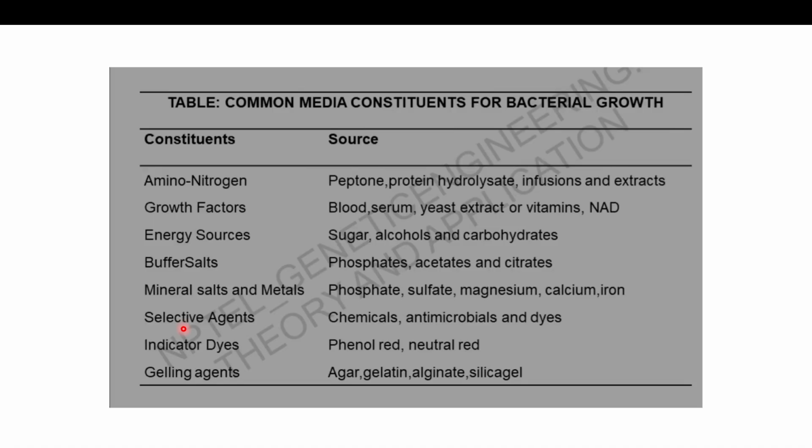We will eventually look in the subsequent lecture videos at how this happens; people do put in antibiotics. There are all these selective stresses to select out the bacteria of our interest. Then there are indicator dyes also, phenol red, neutral red. And there are gelling agents. We talked about agar. There are also silica gel, gelatin, alginate.